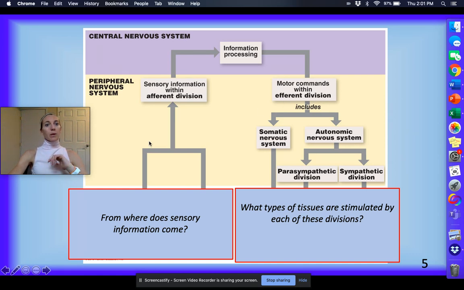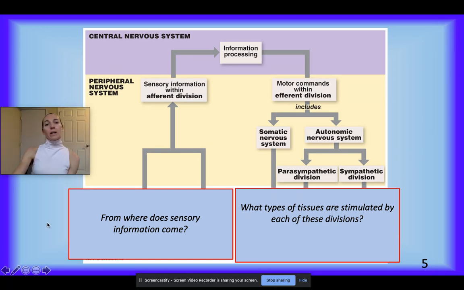So let's build on this a little bit more. From where does that sensory information come, right? I alluded to this idea that it's taking in both internal as well as external information. So just pause and think to yourself for a second where that may be coming from. And I suspect that many of you are thinking, okay, five senses, right? So eyes, ears, tastes, etc.